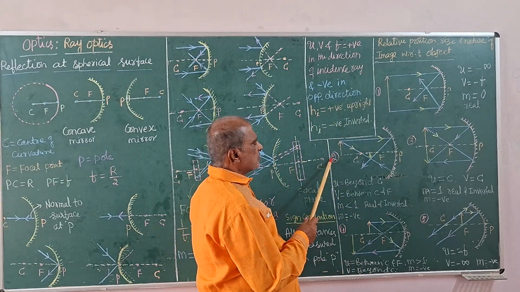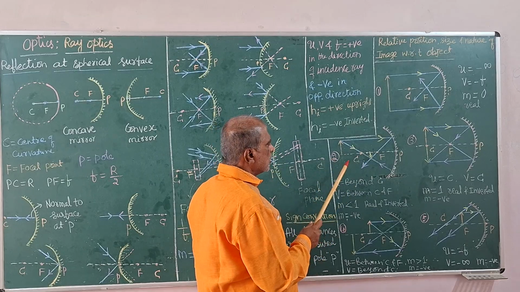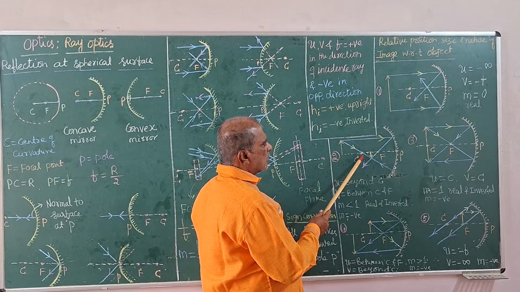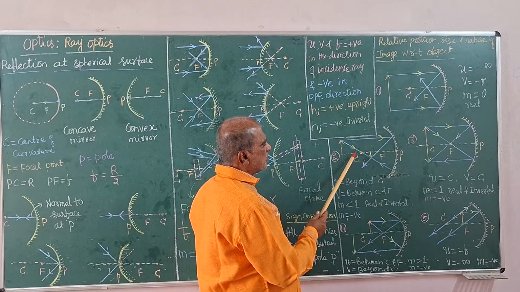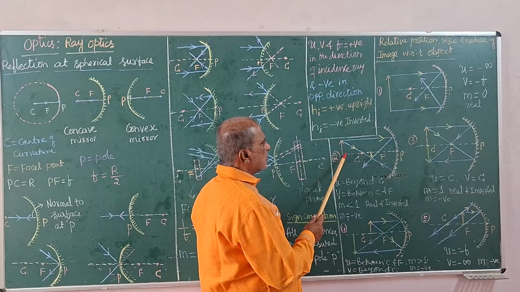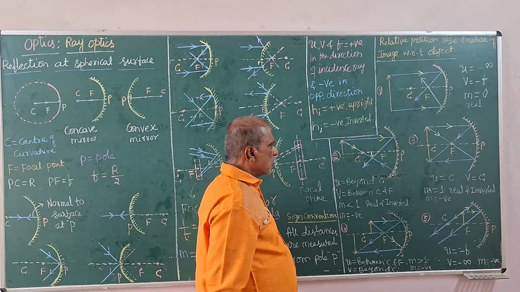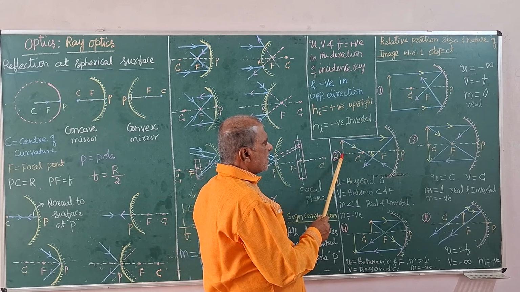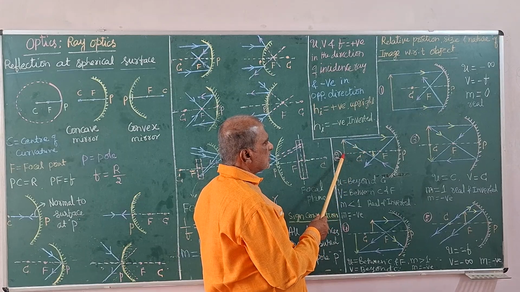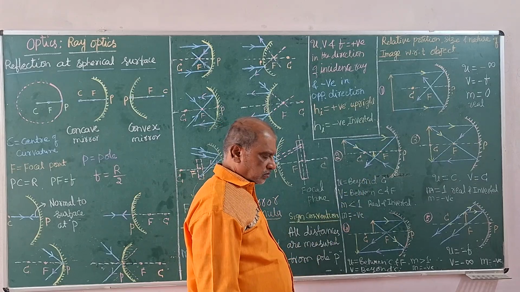And the second case, I am taking the object at a point somewhere just beyond C, not at infinite distance. The object is on the principal axis. It is beyond C. Let us understand where we get the image in front of this concave mirror.